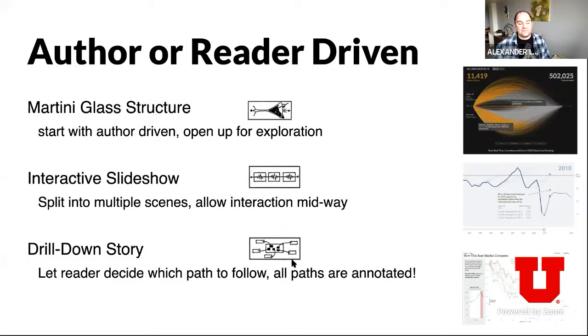An interactive slideshow, in contrast, is split into multiple scenes and allows interaction midway. So you could think of the 3D yield curve we had with the New York Times as one of those. We had this stepper. It's split into scenes that have some emphasis and annotations, but you can still play around with it and dynamically manipulate the scene. And then a drill down story is letting the reader completely decide which path to follow, but all paths are annotated.